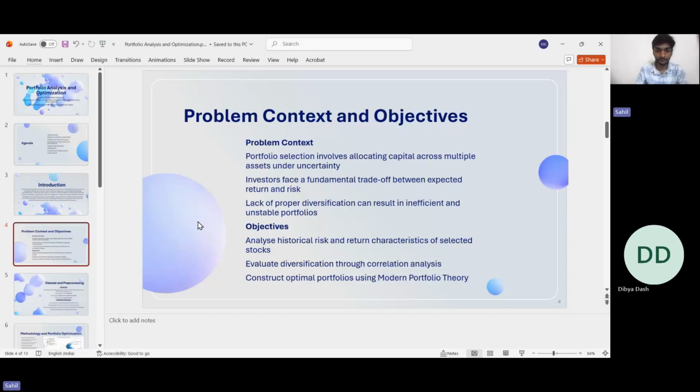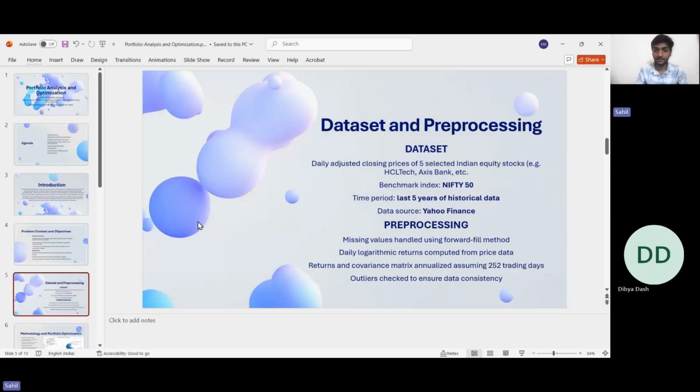Move to the datasets and pre-processing. We used daily adjusted closing prices of 5 selected Indian stocks such as HCL Tech and Axis Bank, etc. We also included the Nifty 50 index as a benchmark to compare overall market performance. And the data covers the last 5 years and was collected from Yahoo Finance.